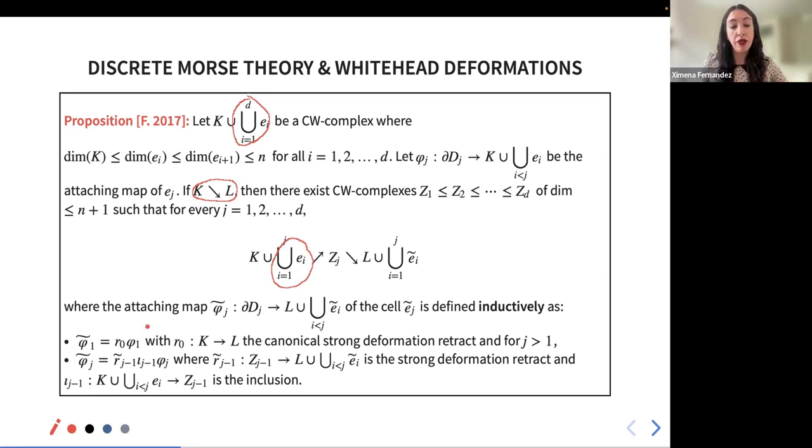And you can really perform this iterative procedure that I described before. So you have the first modification of the original attaching map of the first cell that you attach, and then you compose with the inclusion and retraction related to this intermediate complex that you have here in the middle. Something that is important is that this complex has a dimension up to n+1. This is going to be really important in a minute.